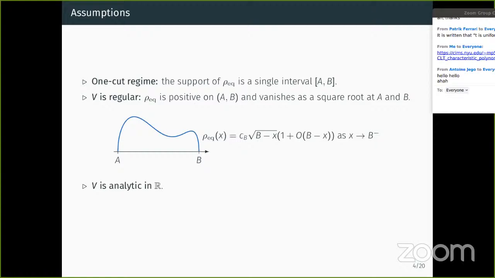Okay, and then we need to assume that V is analytic in R, so it can be extended as an analytic function in a neighborhood of the real line. And finally, there are some technical assumptions that I won't state, but just the behavior of the potential at infinity and of its derivative. Just everything should not behave too weakly.